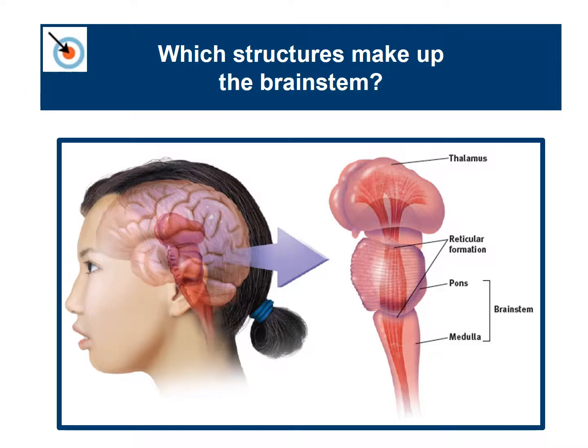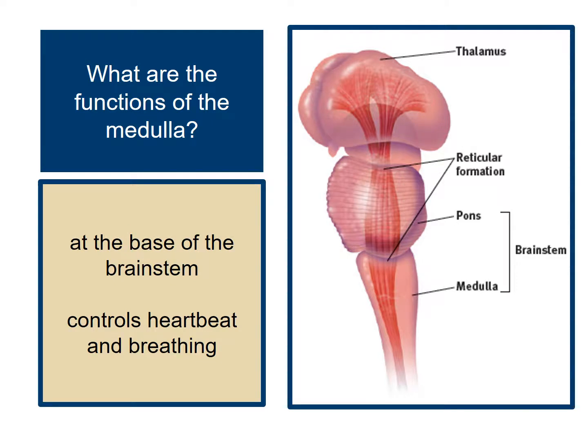We're going to go over the thalamus, reticular formation, pons, and medulla, and those are the four parts that make up the brainstem. So we're starting at the bottom on the right-hand side in the diagram with the medulla. The medulla is at the base of the brainstem, and this is what controls your heartbeat and breathing. You don't need to write where it is in your notes because you have the diagram. Just write what its function is.